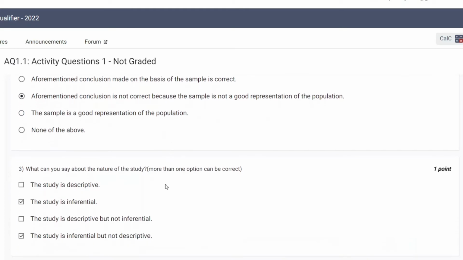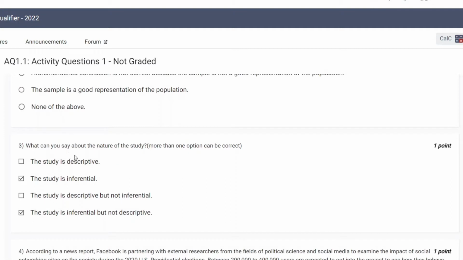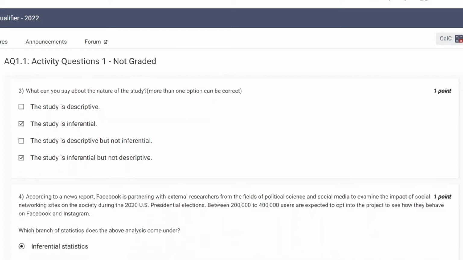So let's see the third question. What can you say about the nature of the study? The study is descriptive? No. The study is inferential? Yes. The study is inferential but not descriptive. These both options are correct.